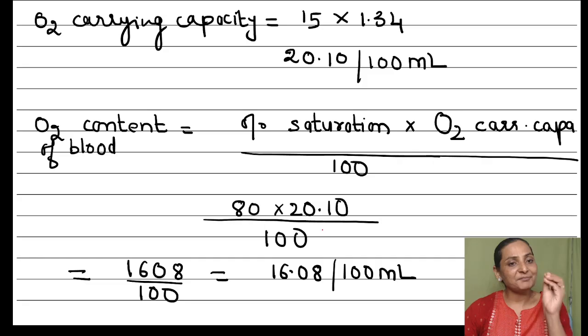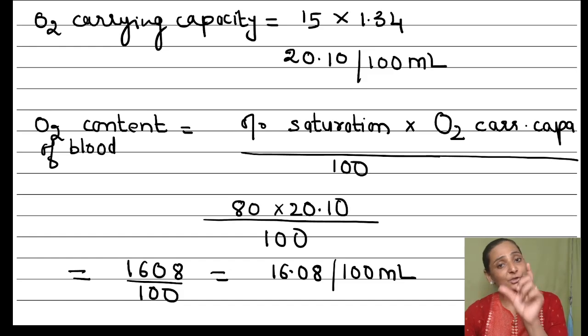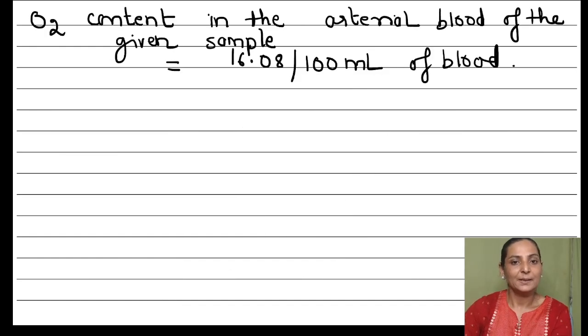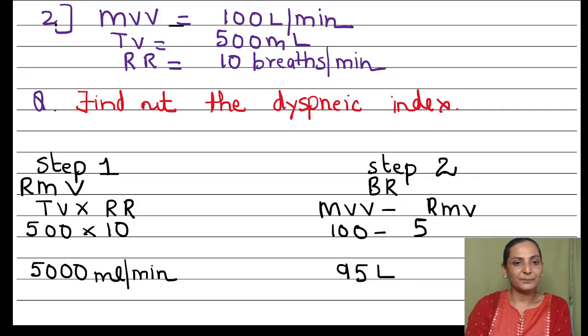So formulas are very very important. You should rectify those formulas, because you have got compulsorily questions which come on this. Even in hemat this will be important if you are having a practical of hemoglobin, and in the short exercises you will be getting this. So the oxygen content finally is your 16.08 per 100 ml.